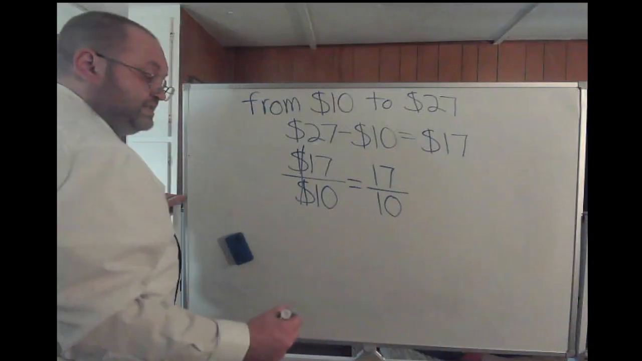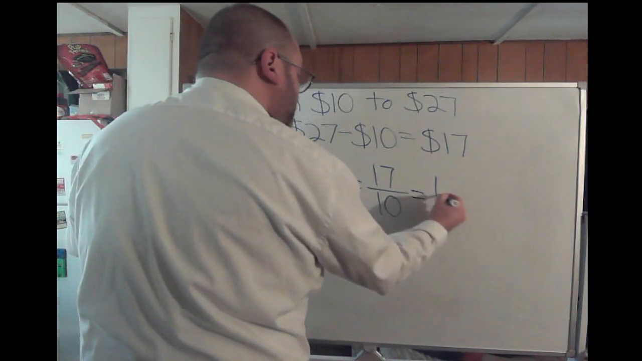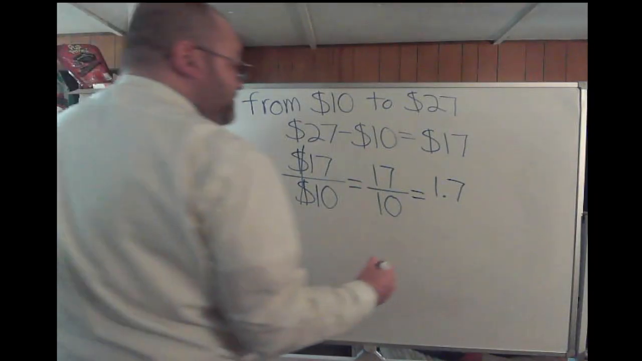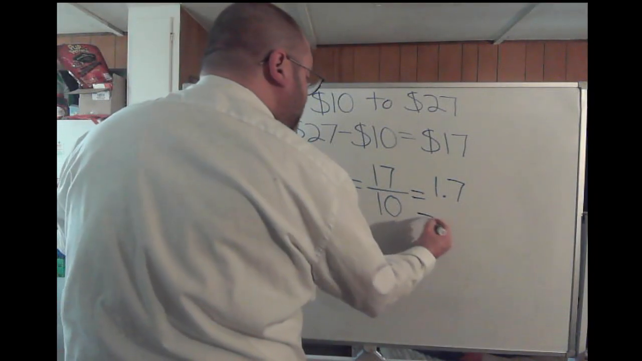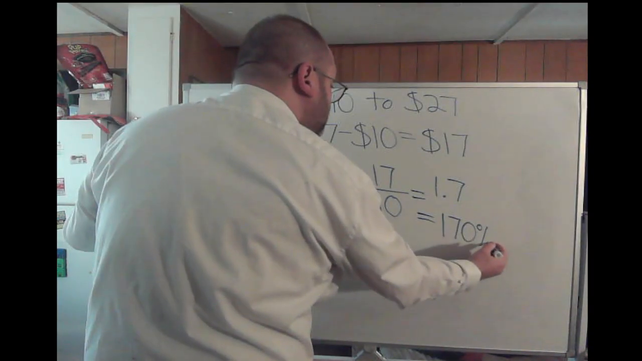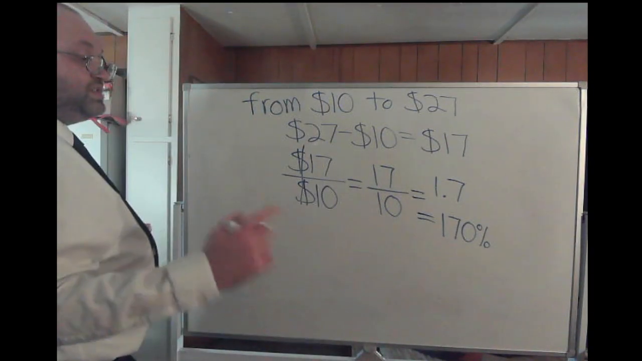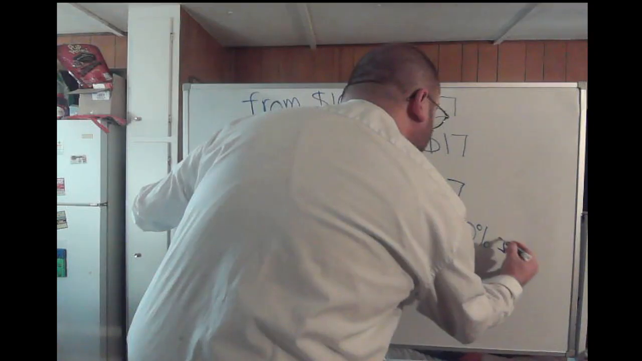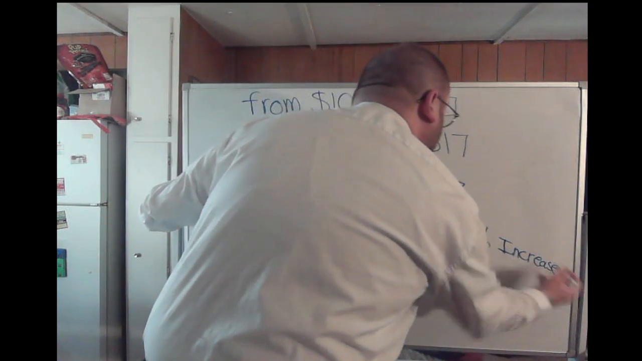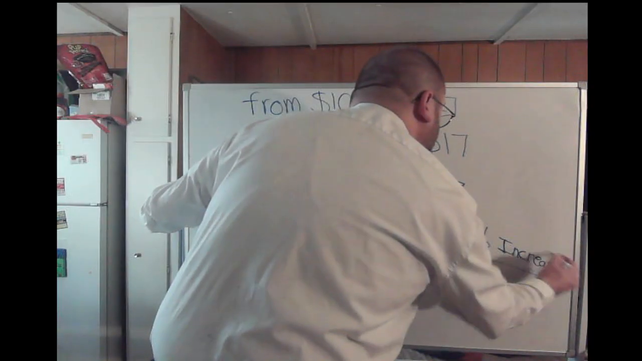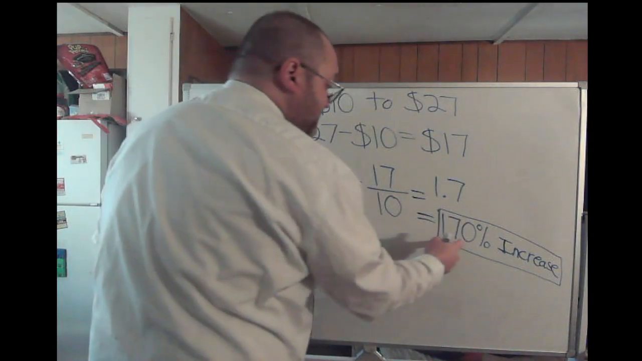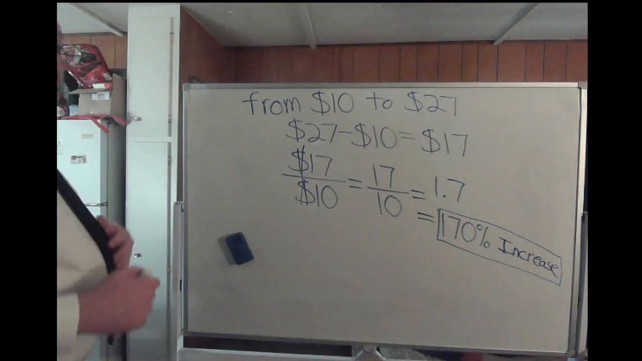which we know as a decimal is equal to 1.7. As a percent, it would be 170%. Of course, it's an increase, so we have a 170% increase. So if you have $10 and you've gone to $27 from that, you've seen a 170% increase in the amount of money you have.